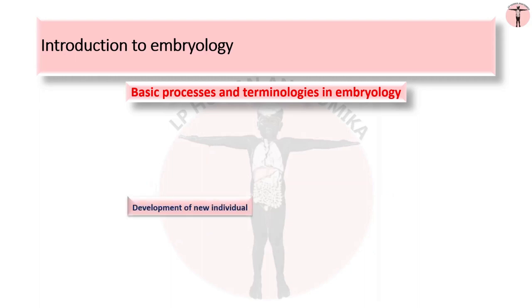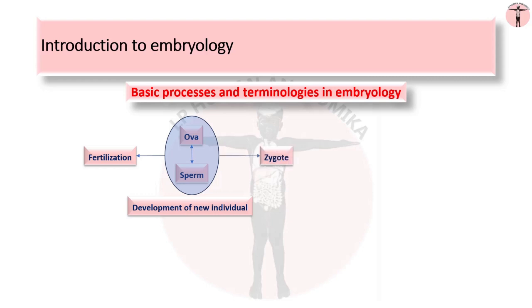Fertilization is the development of a new individual which begins at the moment when one male gamete, that is sperm or spermatozoon, meets and fuses with one female gamete, that is ovum or oocyte. The process of fusion of male and female gametes, which includes several steps, is called fertilization. Fusion of male and female gametes results in the formation of a single-celled structure called zygote.